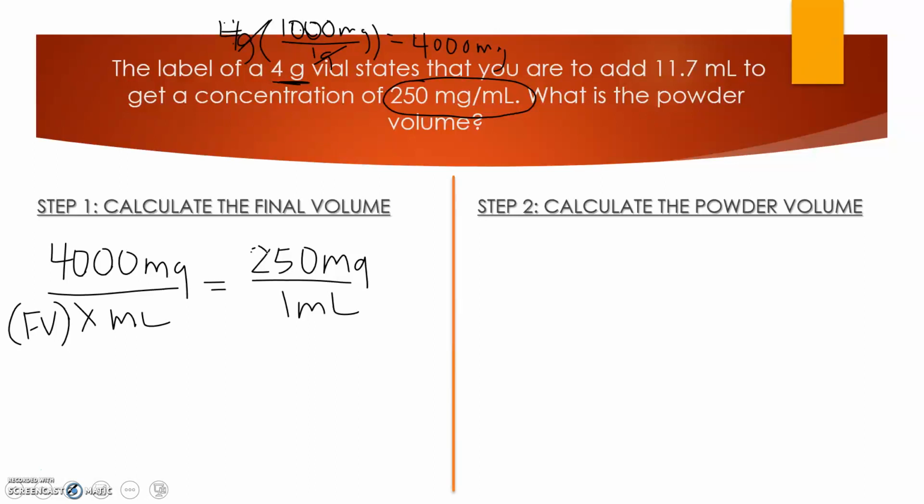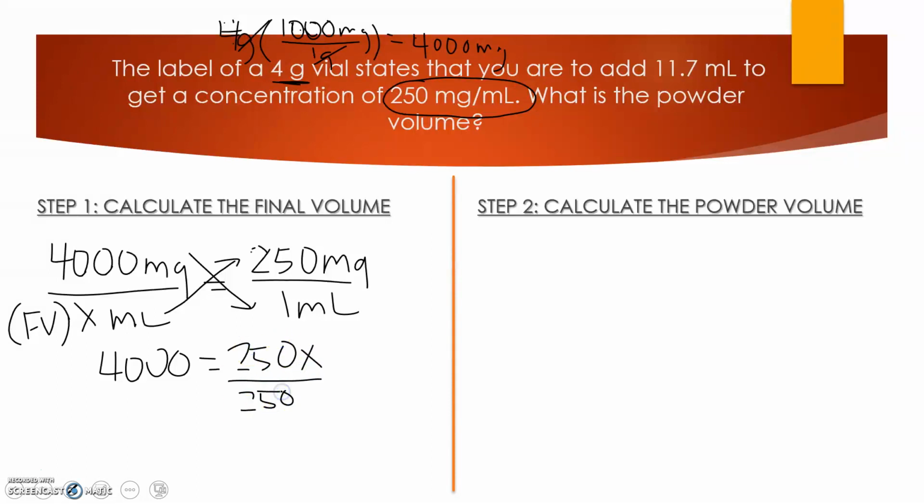So let's cross multiply again. 4,000 times 1 is 4,000. 250 times X is 250X. Divide each side by 250 to get X alone. So 4,000 divided by 250 is 16 ml, which is equal to our final volume.